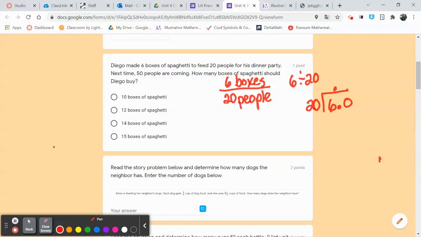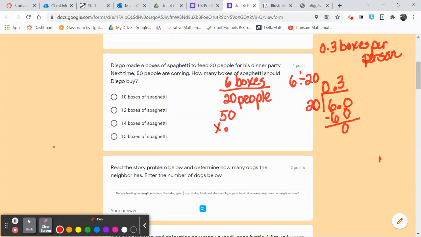It goes straight up to the top. 20 cannot go in 6. 20 does go into 60 3 times. 20 times 3 is 60. And now we have our unit rate of 0.3 boxes per person. That means for one person. But we need 50 people. So now we're going to multiply 50 times 0.3.